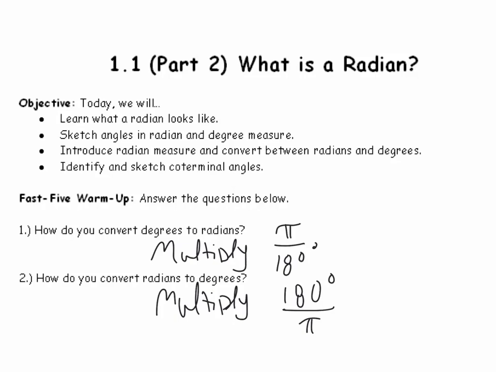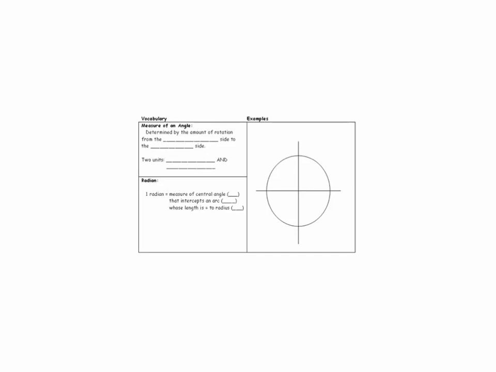So our goal in this section is to, again, review what a radian looks like. We're going to sketch angles in radian measure. We are going to talk about converting back and forth between the two and use that information to sketch tonight. And then tomorrow's practice some angles, so you'll be sketching a little bit tonight.